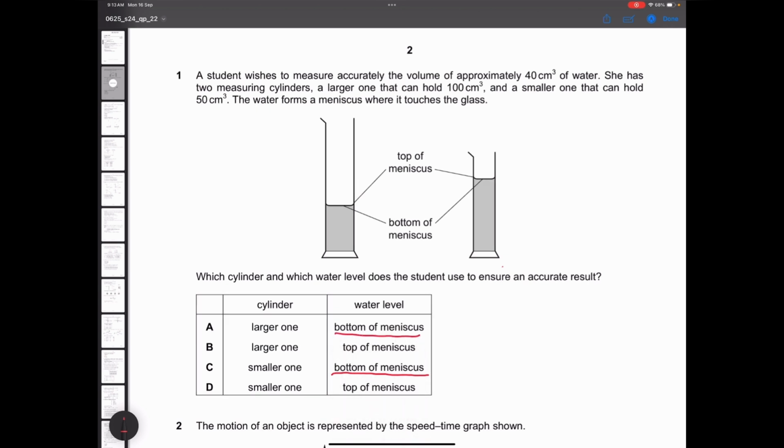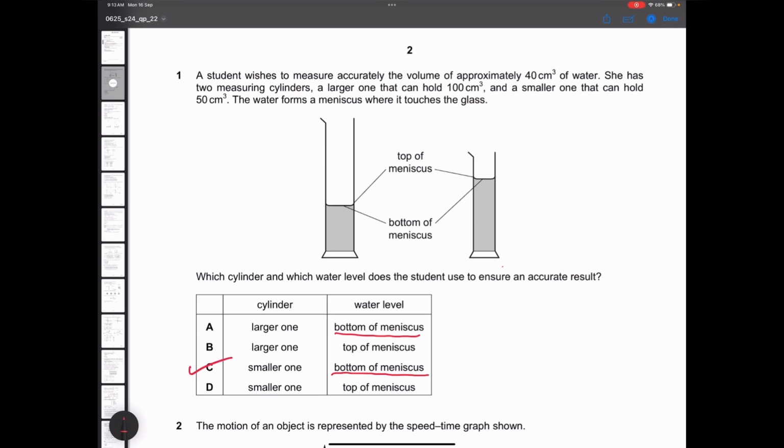Now we will have to differentiate whether you are going to use the larger one or the smaller one. So for measuring cylinders, the smaller the measuring cylinder is, the more accurate and precise the measurements will be. So which option should we go with? We will go with option number C.